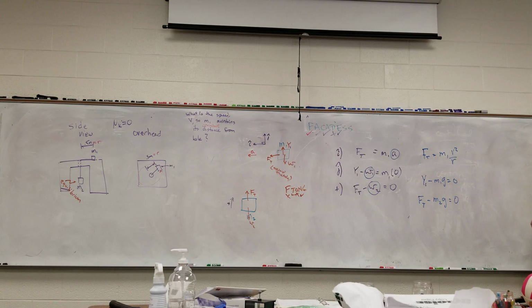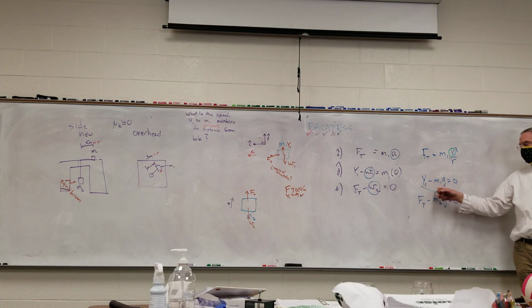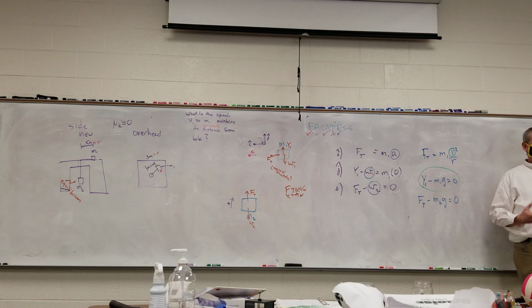And so now it's time to solve. We're trying to find v right here. This middle equation right here, the y1 minus m1g equals 0, that doesn't really help us at all. There's no friction involved, so that doesn't do anything.